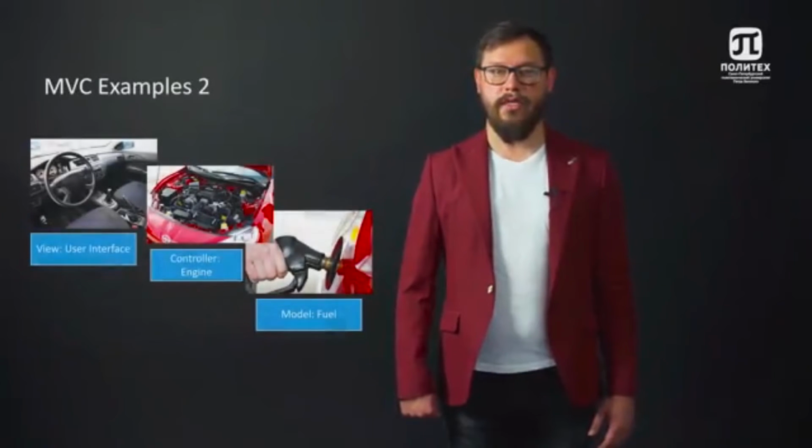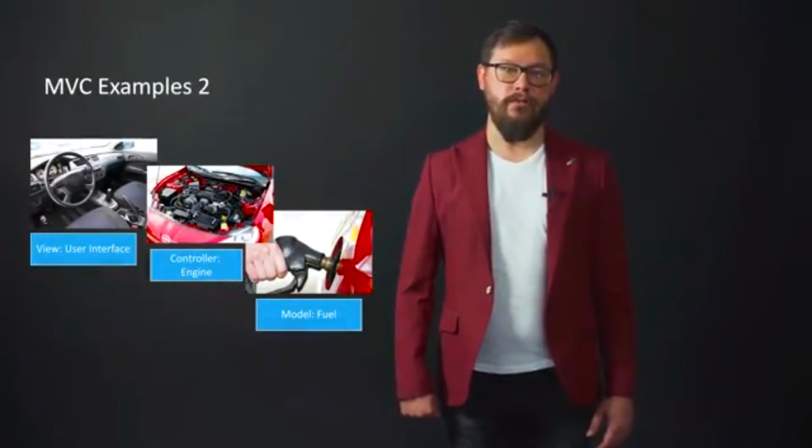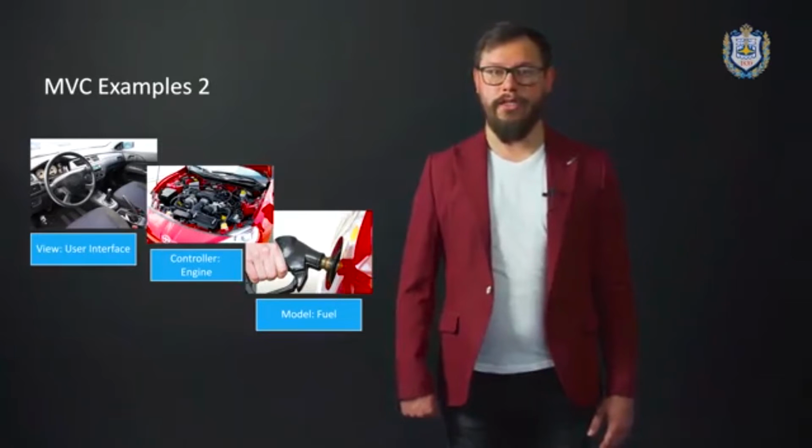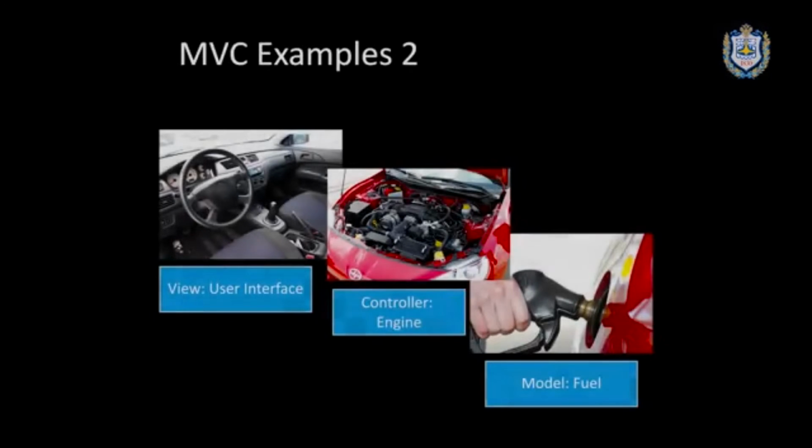A car-driving mechanism is another example of the MVC model. Every car consists of three main parts. View is the user interface: gear lever, panels, steering wheel, brake, etc. Controller is the mechanism, the engine. Model is the storage, the petrol or diesel tank. The car runs from the engine and takes fuel from storage, but it runs only using the mentioned user interface devices.